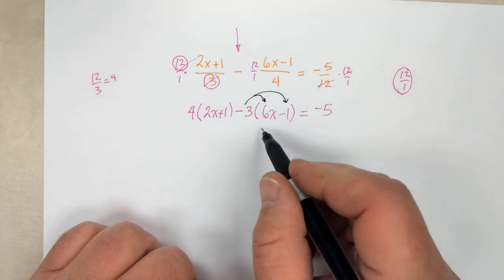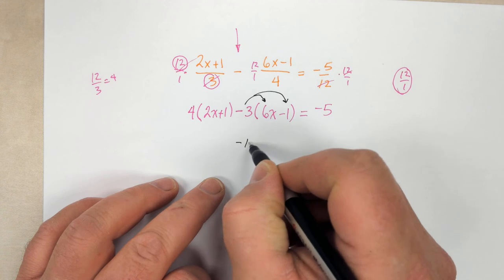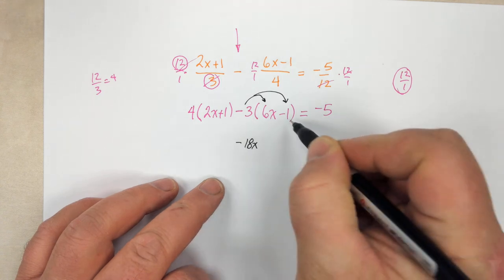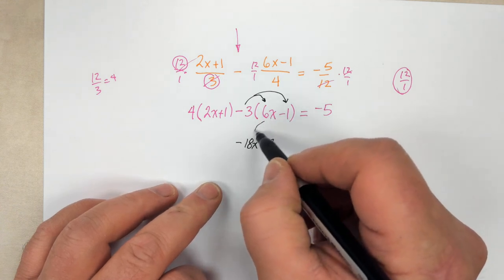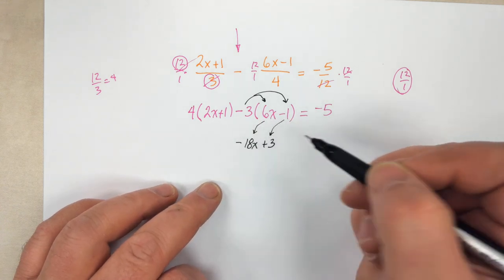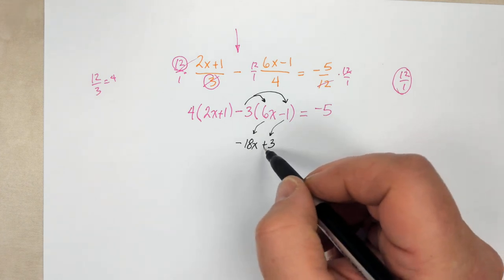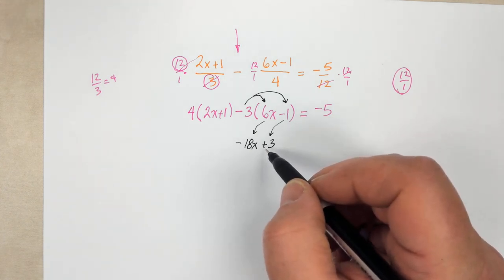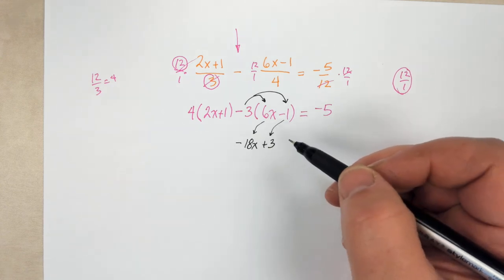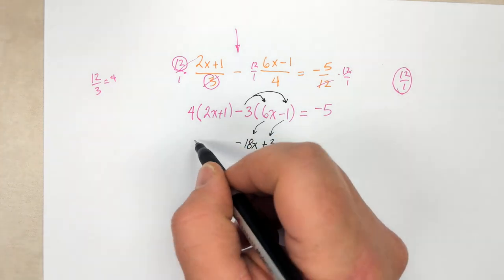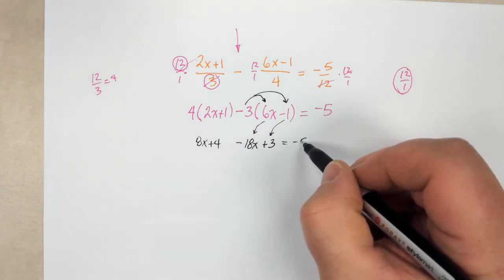So let's do this one first, okay? So that's going to be negative 18x, and then it's going to be plus 3. See, that's right there, and a negative times a negative is positive. So Lena, the thing everybody gets wrong is they write negative 3 right here. That's what everybody always does. So you got to be careful with that. This part, no problem. 8x plus 4 equals negative 5.